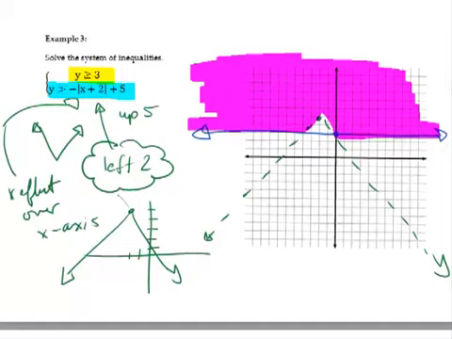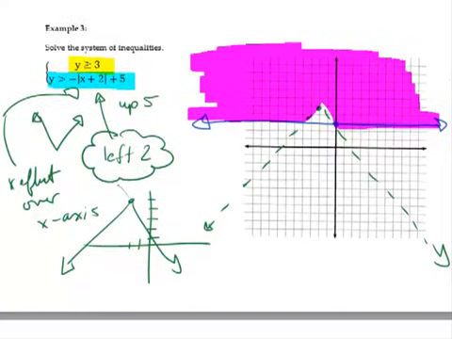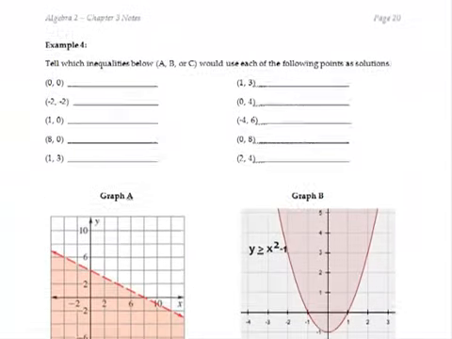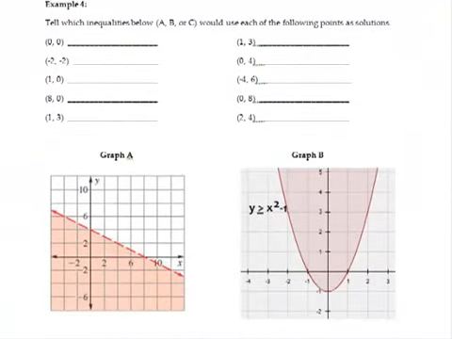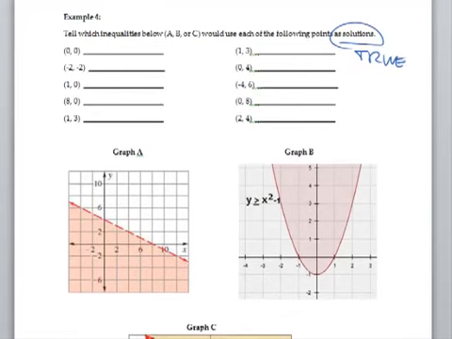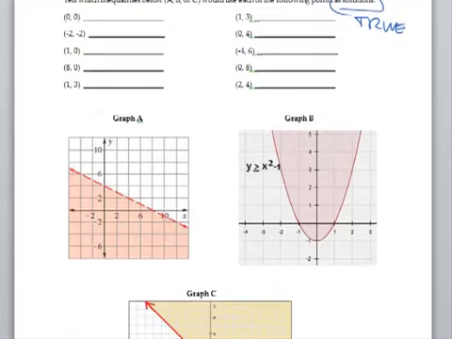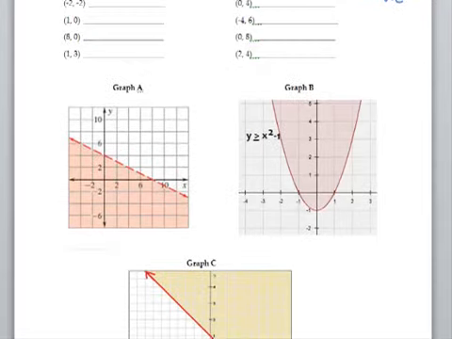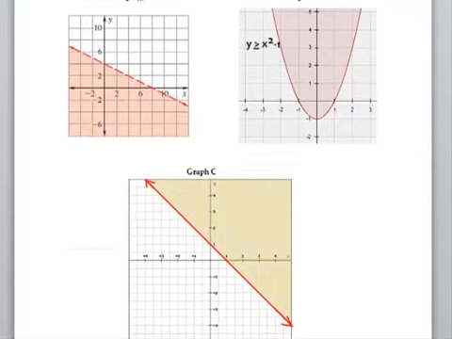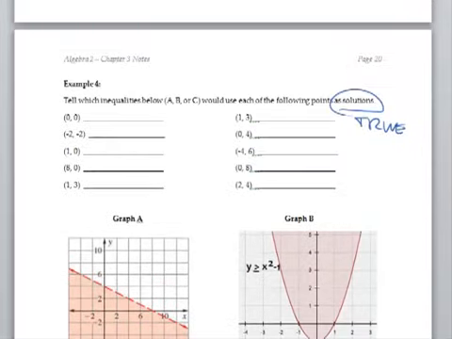That's your final answer. Now, one more thing we need to look at is, let's say I give you a bunch of graphs and you're going to tell me which points would work as solutions. Remember, that means where are they true. So I'm going to zoom out a little bit here so we can see more of our page. Tell which of the inequalities below, graphs A, B, or C, would have the following points as solutions. We'll look at A and B together, and then we'll look at C separately because we can't see C here at the bottom.